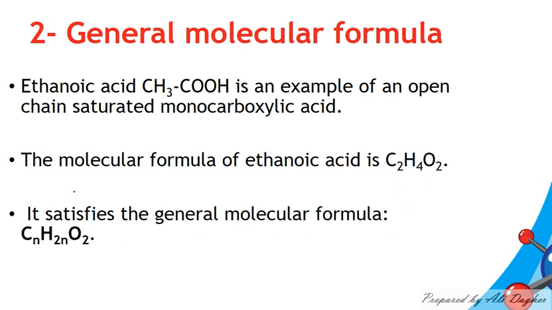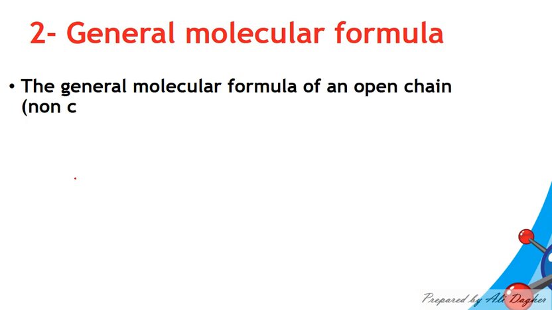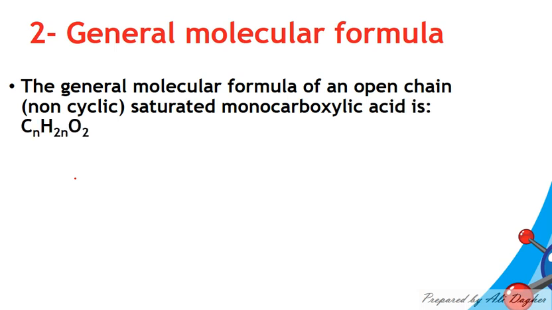CnH2nO2. This is the general formula of saturated, meaning we have no double bond between carbon atoms, and non-cyclic, we have no cycle in the carbon chain, and monocarboxylic acid, one carboxyl group. Therefore, to memorize, the general molecular formula of an open chain or non-cyclic saturated monocarboxylic acid is CnH2nO2.